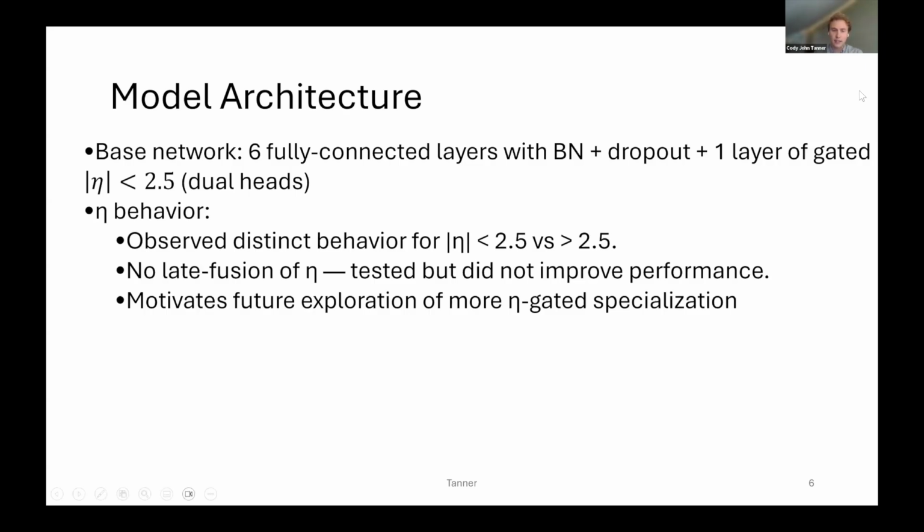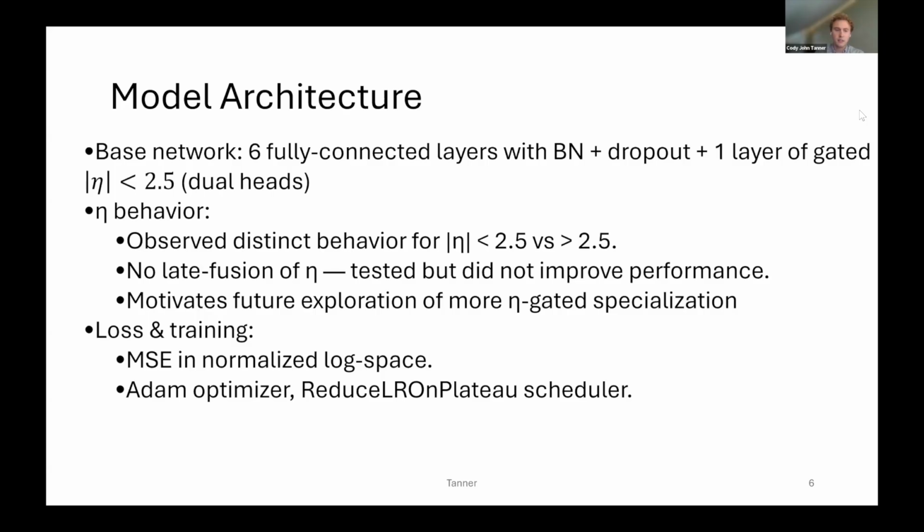We did try late fusion of eta, so giving the network eta again near one of the end layers. We tested it, and it didn't improve performance at all, but the dual heads did, so we kept that. But this does motivate future exploration and more study around why this eta changes so much. So the loss and training: pretty standard. We used the mean squared error in the normalized log space that we were predicting in, Adam optimizer, and reducing the learning rate for around 100 epochs.